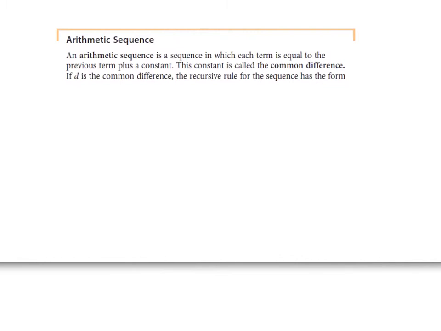So in example A, our common difference was 2. In example B, our common difference was 4. So if we generalize this and call D the common difference, then the recursive rule for any arithmetic sequence has the form a sub n equals a sub n minus 1 plus D.